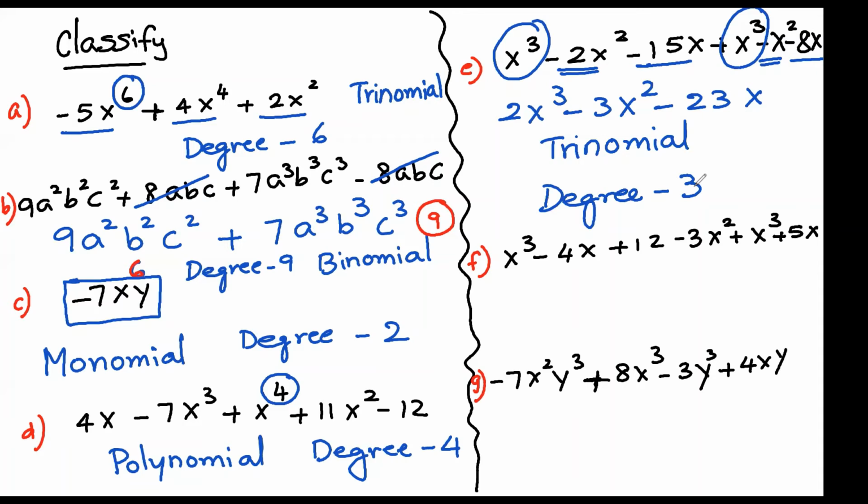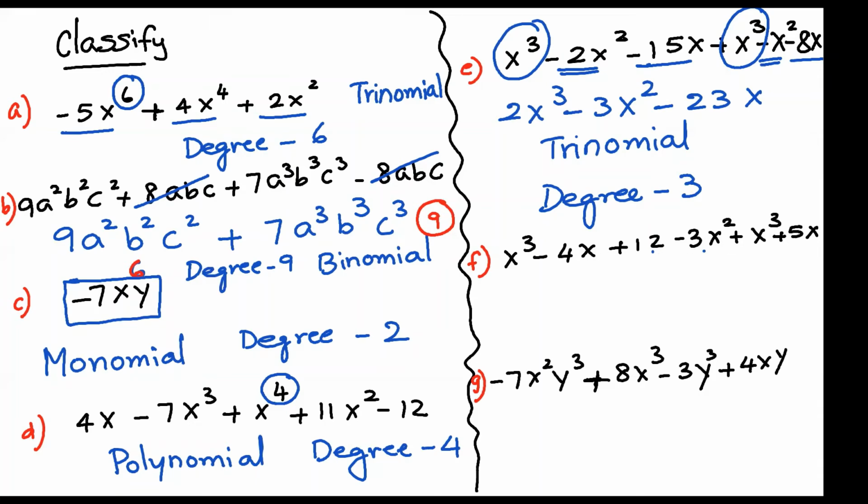Instead of saying simply a polynomial, you will call that actually a third degree trinomial. Okay, now let's look at the next one. You have x cubed minus 4x plus 12 minus 3x squared plus 8x cubed plus 5x. Again, see how many terms are in this given expression. 1, 2, 3, 4, 5, 6. There are 6 terms in this given expression.